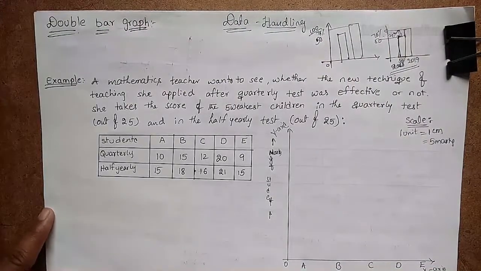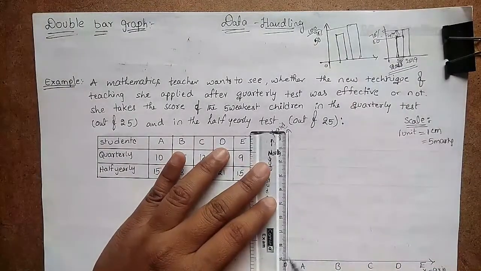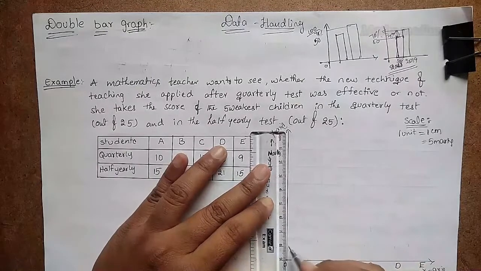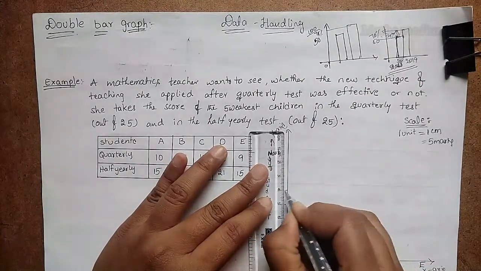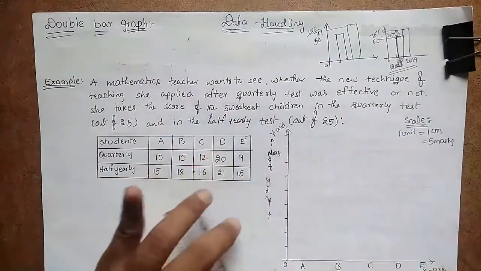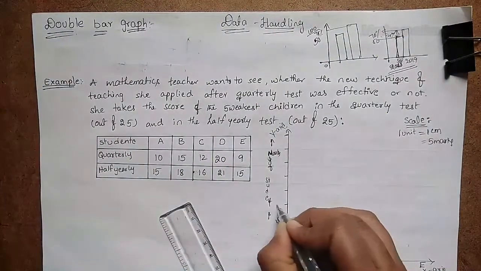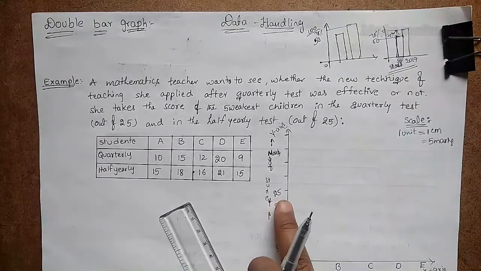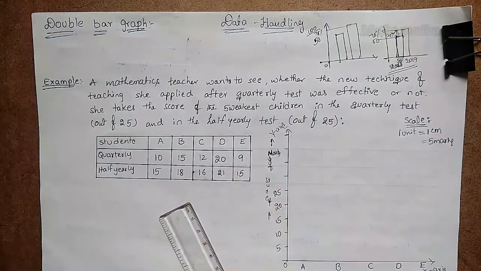Now let's start marking the scale. I am putting exactly 1 centimeter markings like this. See here, you can observe how I am marking. Name them 5, 10, 15, 20, 25. Since the marks are out of 25, I am stopping at 25.